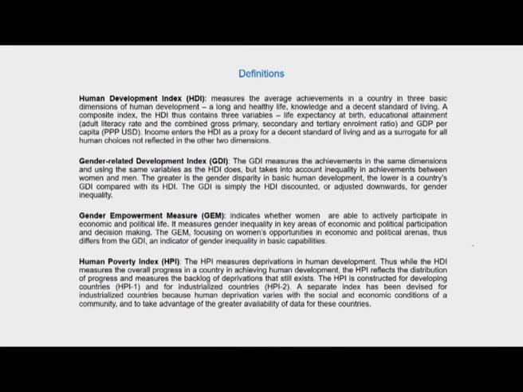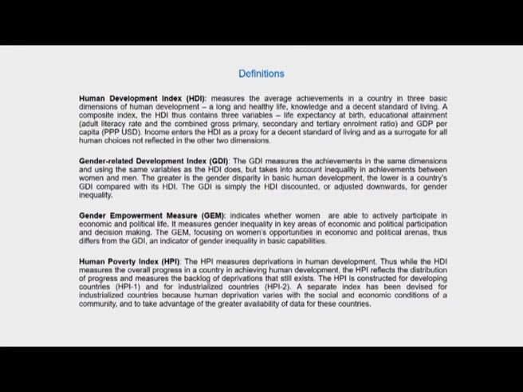These are certain definitions of the indices. To give you a more systematic account, we have already seen the computation of the HDI, but if one has to give a definition of what an HDI is, this is a more systematic definition. It measures the average achievements in a country in the basic dimensions of human development: long and healthy life, knowledge and a decent standard of living.